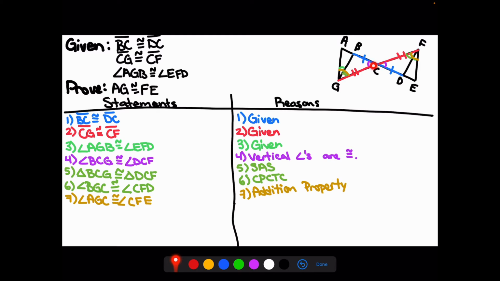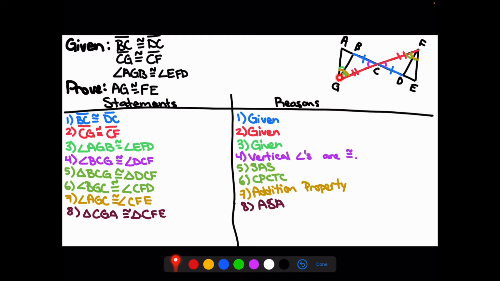And if I look at this, there's a couple different reasons why. Well, actually, there's just one specific one. We have angle, side, angle. Now you may be wondering, can I use side, angle, side here? Well, no, because BC isn't a side of the larger triangle. It's a side of the smaller triangle, but not of the larger triangle. So I can't use side, angle, side here. I must use angle, side, angle. So triangle CGA is congruent to triangle CFE by angle, side, angle.